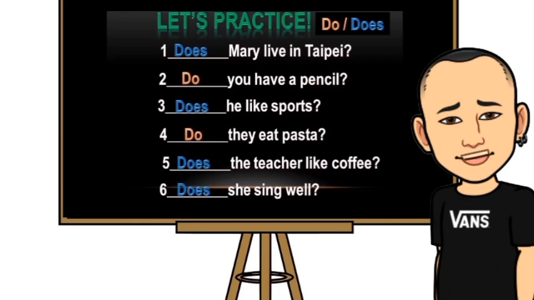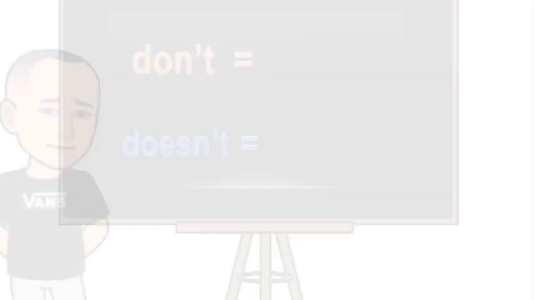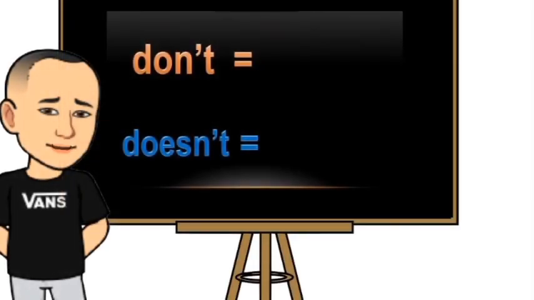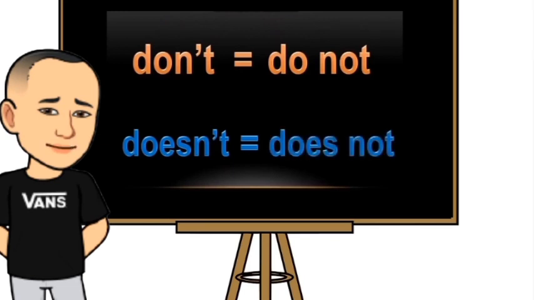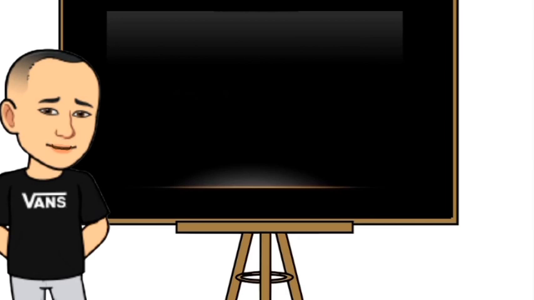Good job, everyone. Do and does 在否定句里面会变成 don't 跟 doesn't. Don't equals do not. Doesn't equals does not.